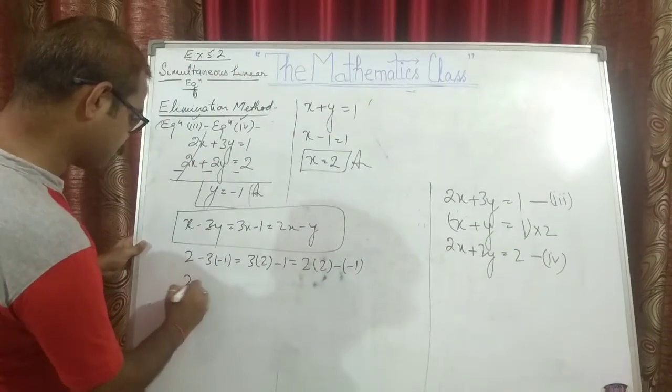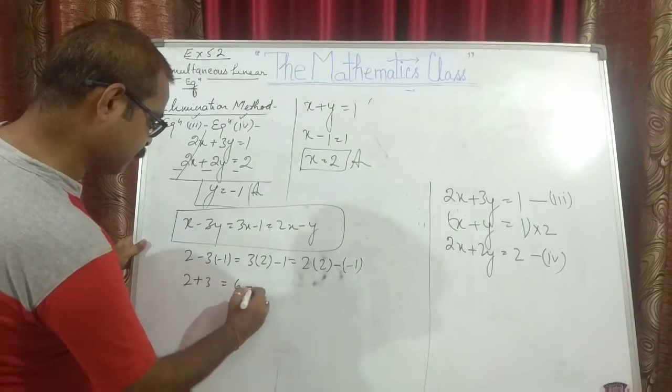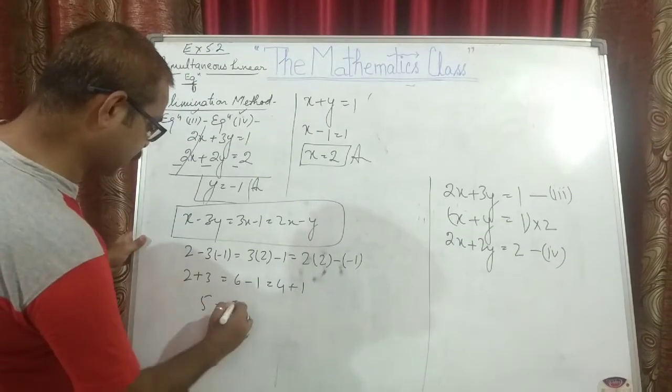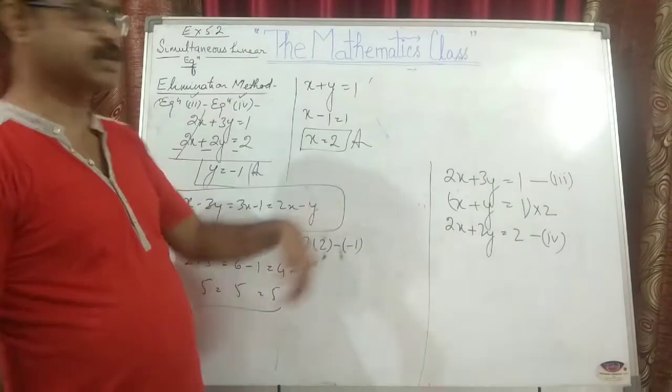Let's see. So 2 plus 3 is equal to 3 times 2 minus 1 is equal to 2 times 2 plus 1. Everywhere you will get the value as 5. It means whatever we have done is all correct. So this is how we solve it.